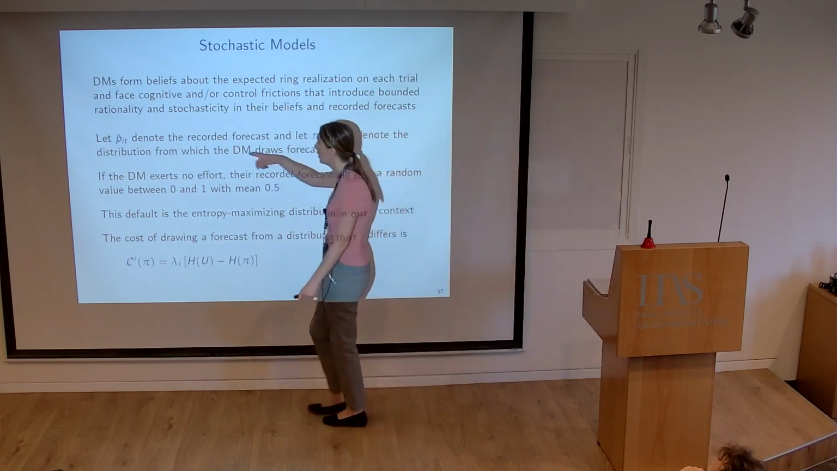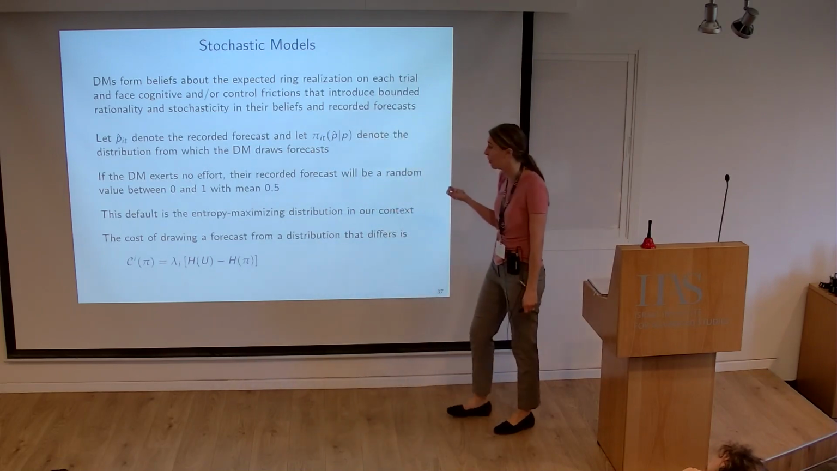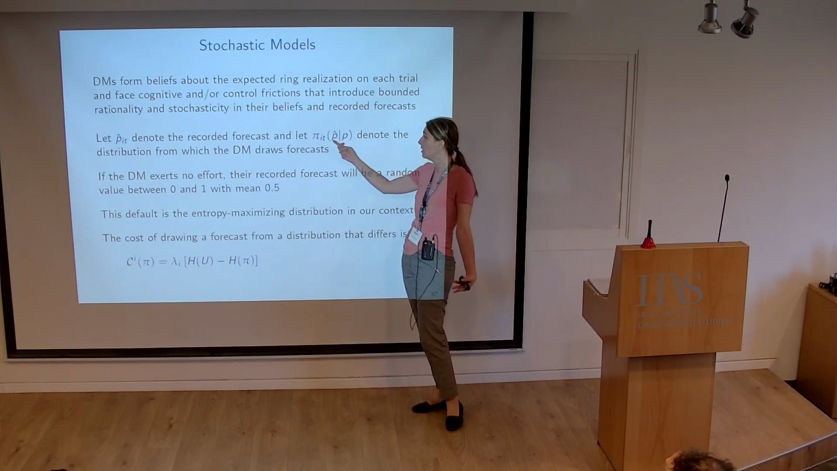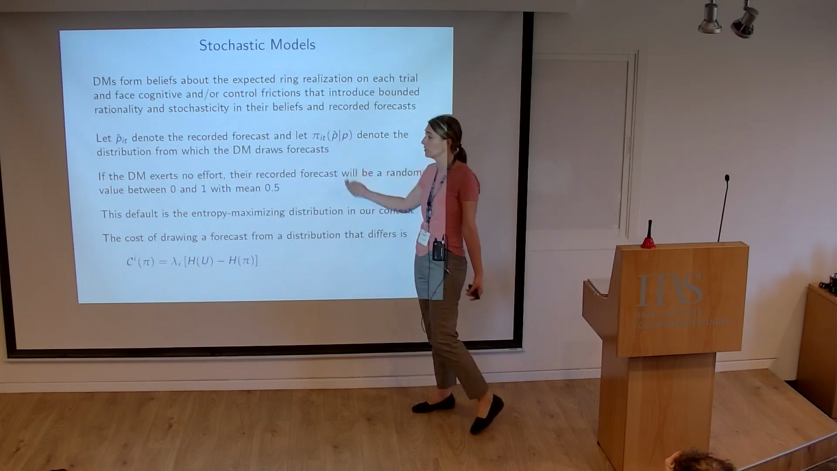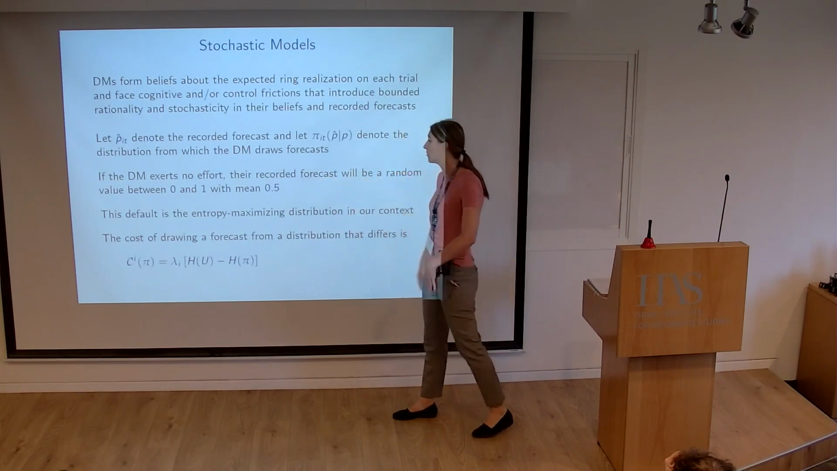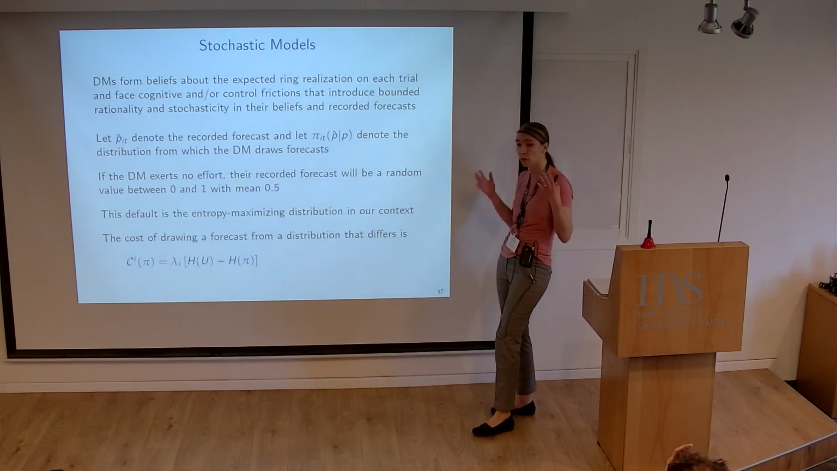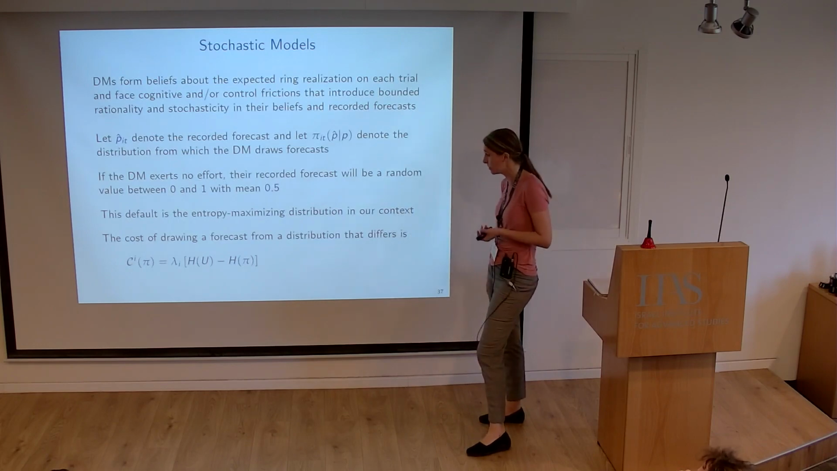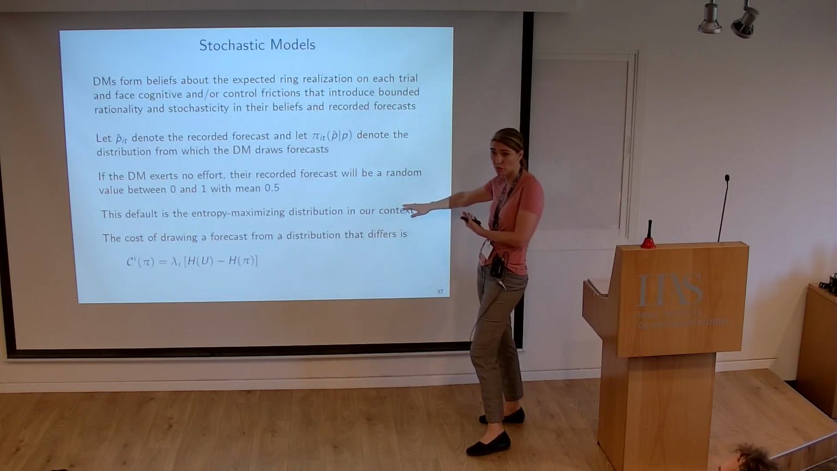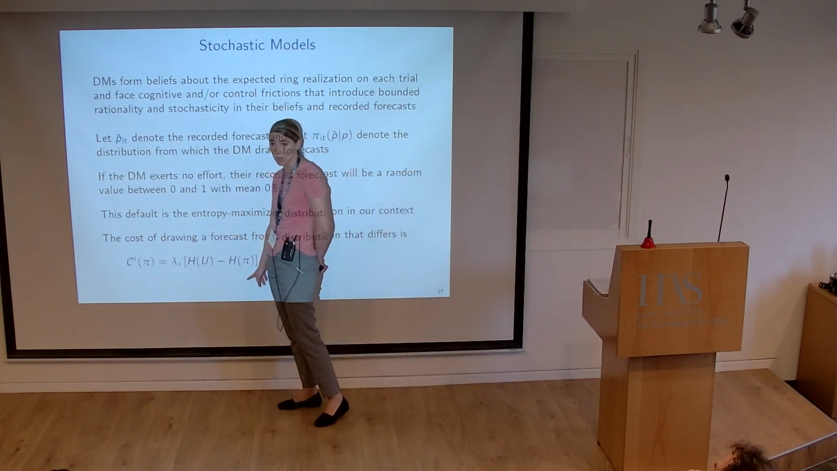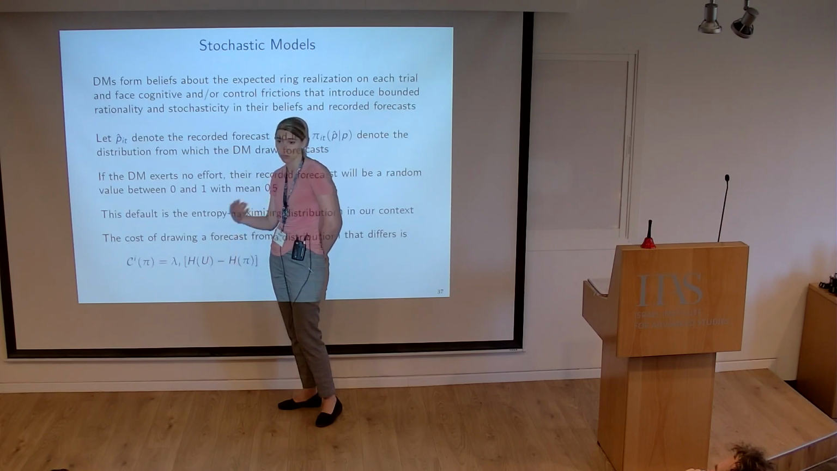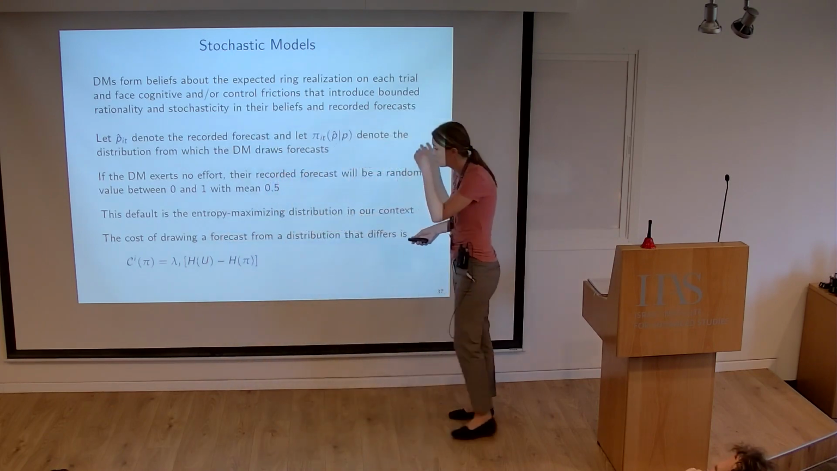And so I'm going to use the notation p hat it to denote the recorded forecast of individual i on trial t, and let pi it be the distribution from which this forecast is drawn, conditional on the hidden probability. And I can ask, what does this distribution look like? If the decision maker exerts no effort, then their recorded forecast would be a random value between 0 and 1 with a mean of 0.5. This default is going to be the entropy maximizing distribution in our context. And I'm going to assume that the cost of drawing a forecast from a distribution that deviates from the uniform default is going to be proportional to the entropy reduction achieved by that distribution, which in the context of the uniform default just boils down to a cost that's linear in the entropy of the distribution.